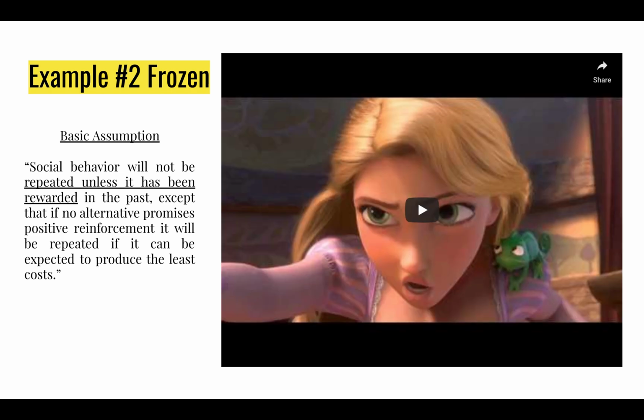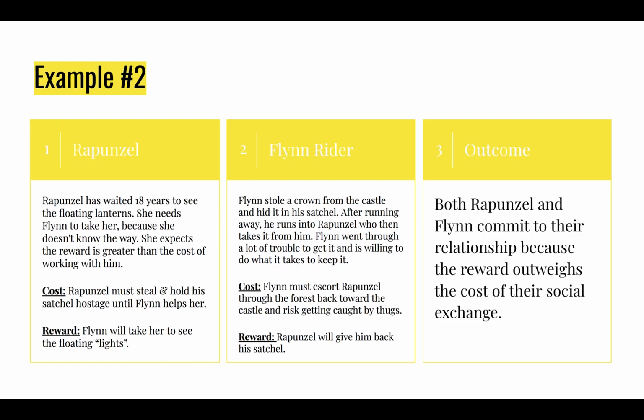So as you can see, along with this basic assumption that social behavior will not be repeated unless it has been rewarded in the past, he's tried the smolder on other people. He said today was an off day because she didn't respond to it, so other days he must have had better luck with his smolder face. And he continued to repeat it. In this unique example, the cost and reward for the two were flipped, but both Rapunzel and Flynn wanted the reward more than what it would cost them, so the outcome was that they both committed.